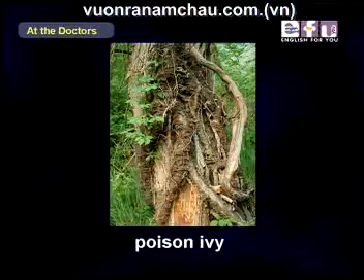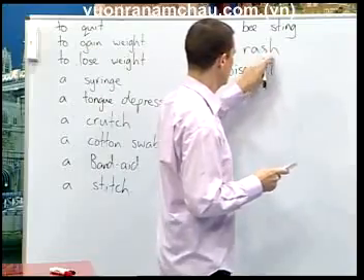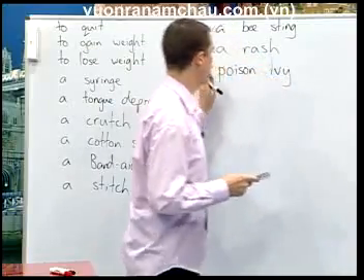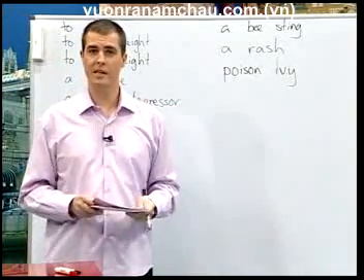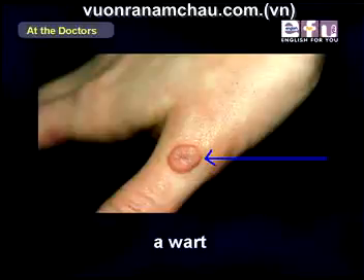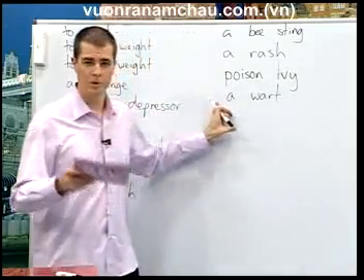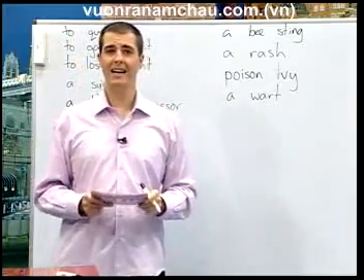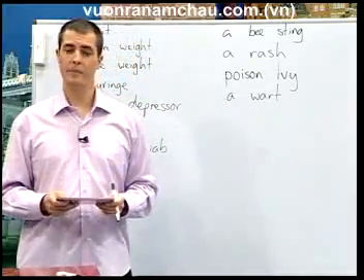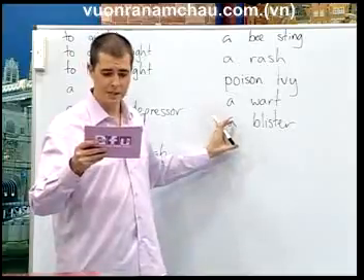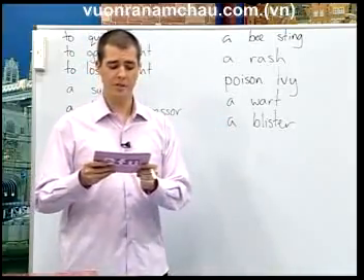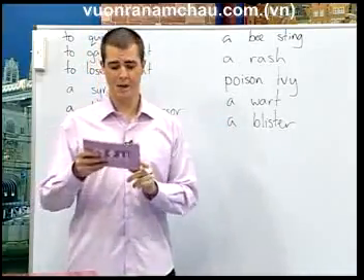Poison ivy. This is a plant that causes a rash on one's skin when you touch it. A wart. A wart is a small, hard, raised piece on a person's skin. A blister. A blister is a swelling on a person's skin containing clear liquid.